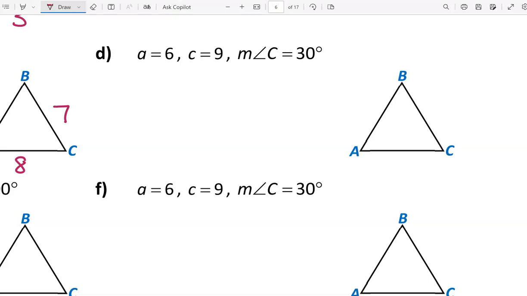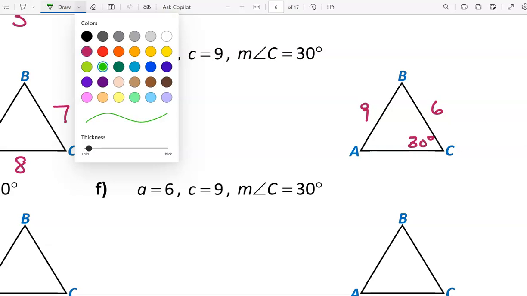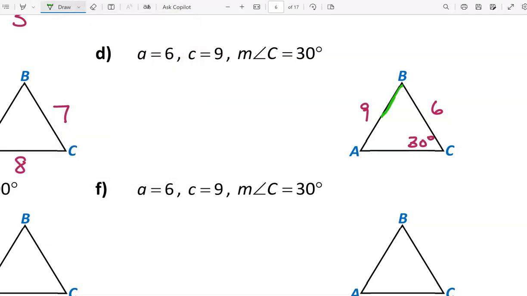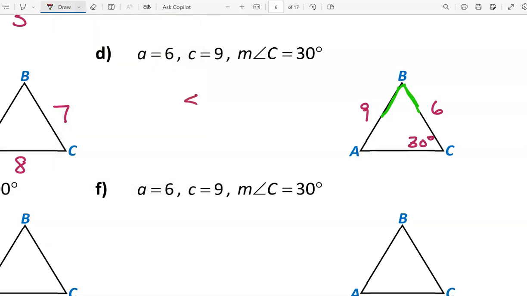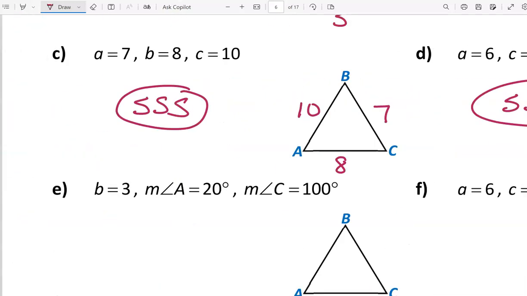In D, side A measures 6, side C measures 9, and angle C measures 30 degrees. Notice that the two sides do not have the 30-degree angle right in the middle. The two sides meet at angle B, so if angle B were given, this would be side angle side, but since the angle is not in the middle, this is an SSA situation. Side side angle because the angle is not in the middle.